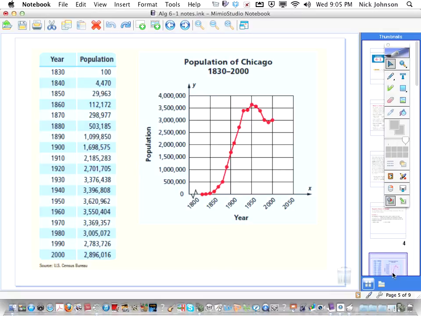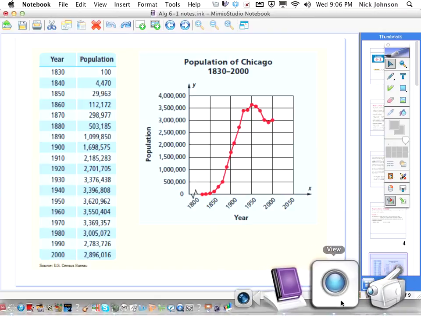So, following the model that we just did, we're going to look at these 2 points, 1890 and so forth. You're going to write down those 2 points. I'm going to write those down real quick. 1890 and 1,099,850, and 1900 is 1,698,575. Okay.